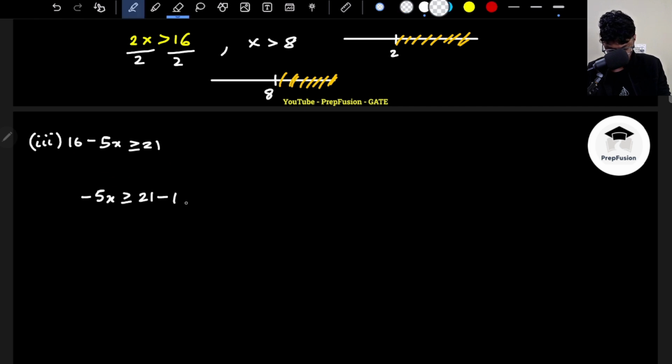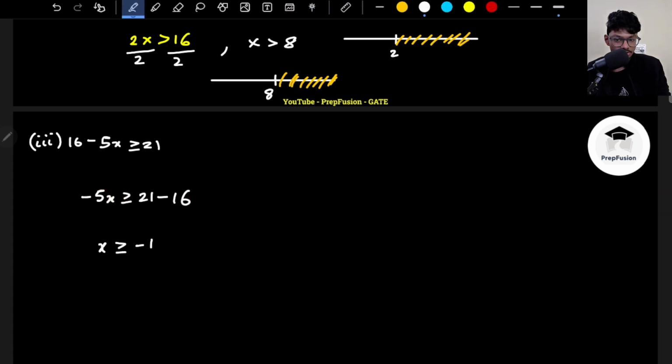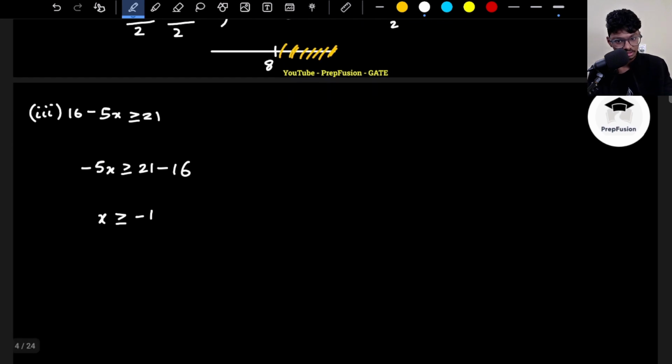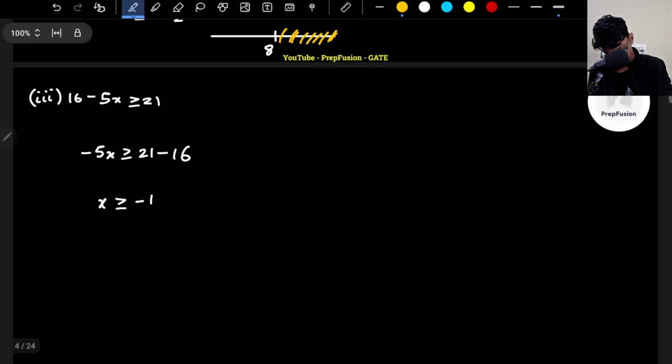And then you will divide by minus 5 on both sides. If I divide by minus 5, this will be 5, and if I divide by minus 5 on both sides, this will be minus 1. So you will get your result to be x greater than minus 1. And this will be wrong. This will be totally wrong.